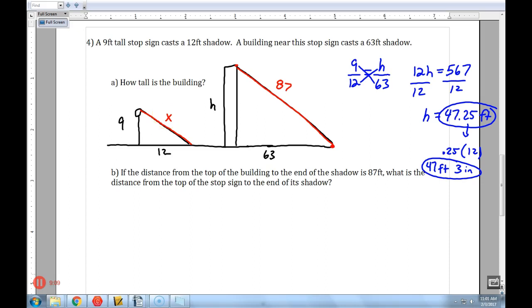And I can use the same idea I did before, just with another proportion. 9 is to, not 12 this time. I can do whatever dimension I want, but I'm going to do height and length. Height over length equals the height here, which was 47.25, over 87. So basically I did height over length, height over length. Probably wasn't the best move. I don't really recommend that, because if I make a mistake here and that answer's wrong, it's going to force part B to be wrong.